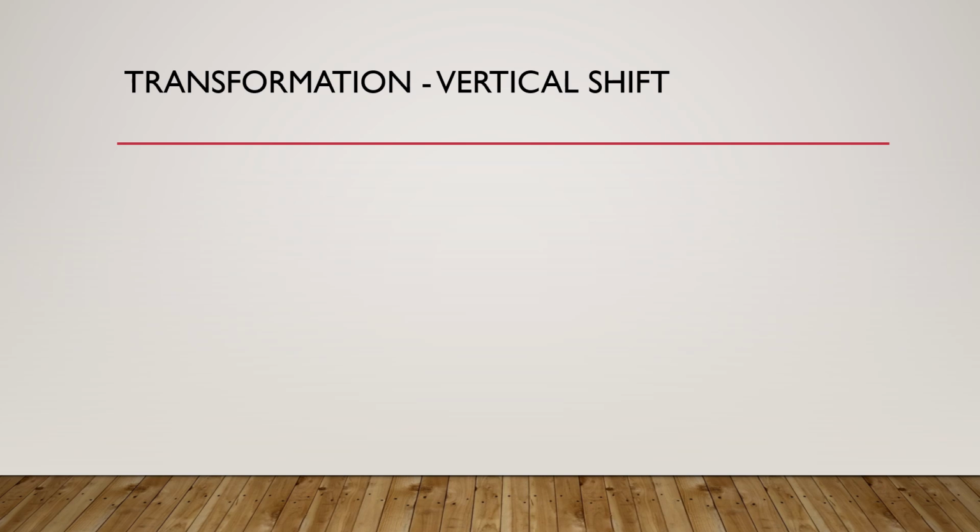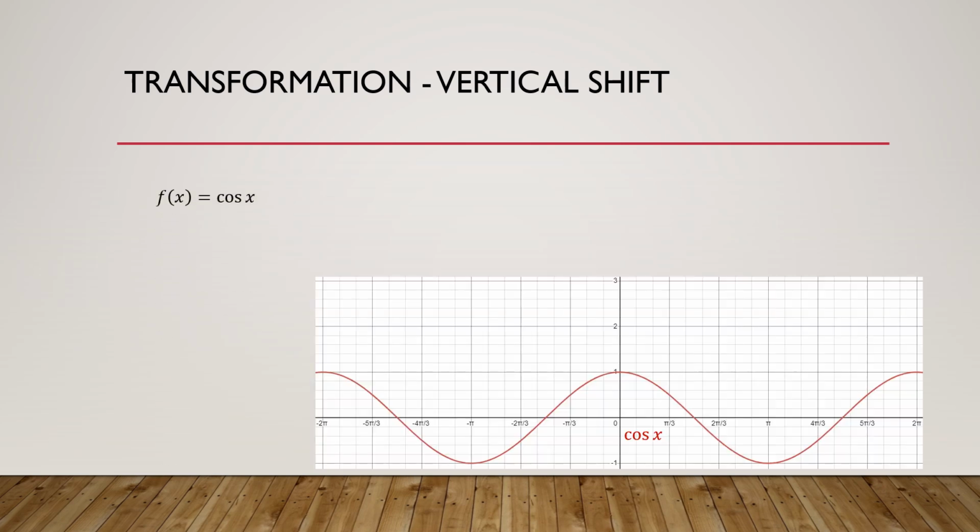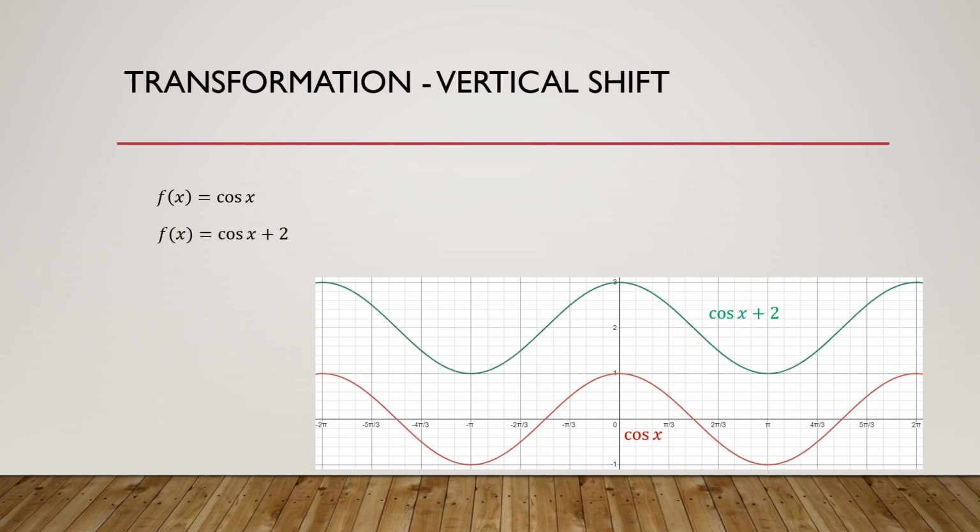Next, we will consider graphs of functions that are transformations of the sine and cosine functions. As an example, let's start with the graph of cosine x. We then evaluate the function f of x is equal to cosine x plus 2. This is a transformation that shifts the graph up by 2 units of measure.